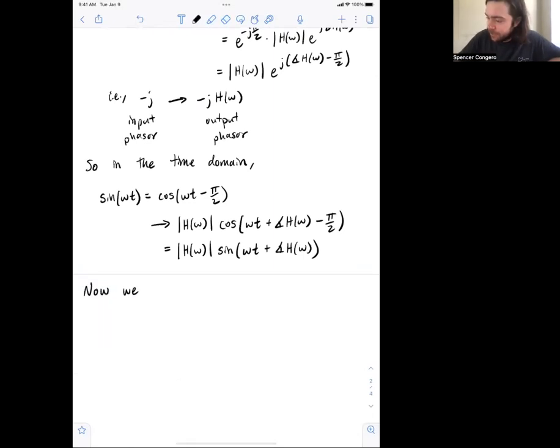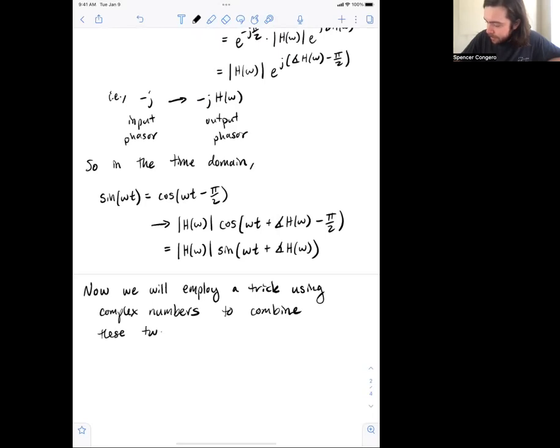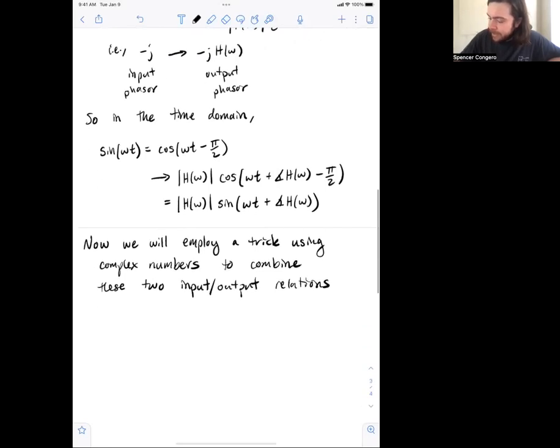So now we will employ a trick using complex numbers to combine these two input-output relations into a single input-output relation. And you'll see what I mean in one second.